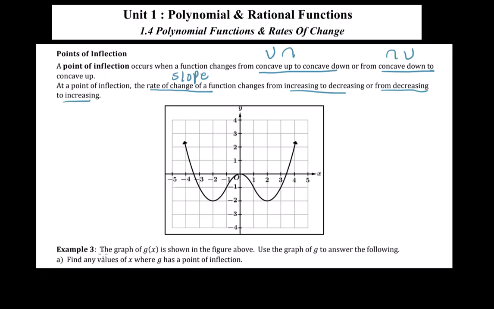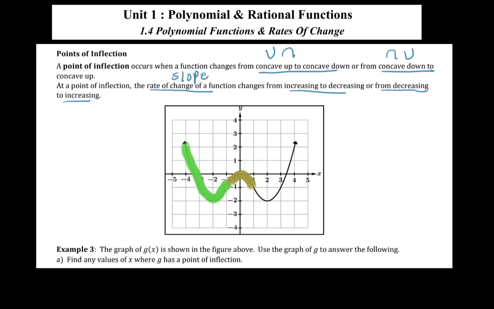So now we are doing example 3. The graph of g of x is shown above. Use the graph of g of x to answer the following. On A, find any value of x where g has a point of inflection. Let me label increasing and decreasing so that we can clearly see what we're looking for. We're decreasing from this point, and then increasing up to -1, and then going from -1 to 1.